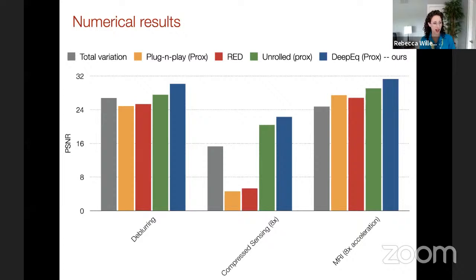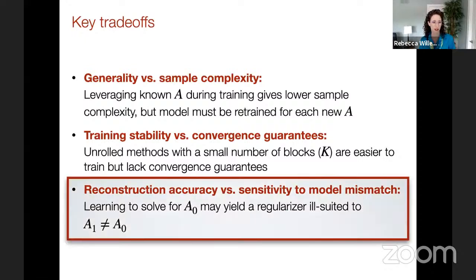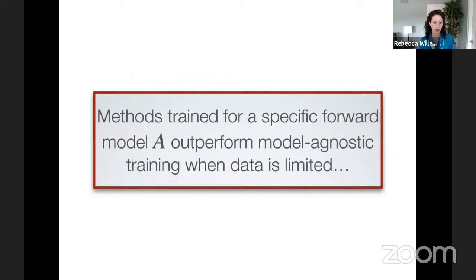Okay, so with that, I want to use just a few minutes to at least capture the highlights of this third trade-off, which I think somebody even asked about in some of the Q&A, between reconstruction accuracy and sensitivity to model mismatch. So I spent the first third of the talk making a claim that methods that were trained for a specific forward model A were able to outperform methods that did all of the training offline before knowing anything about the inverse problem at hand.